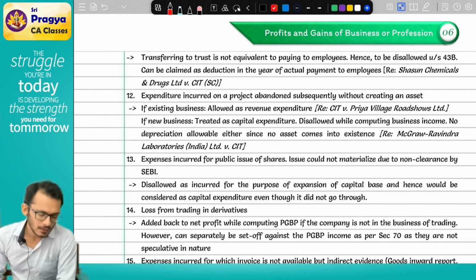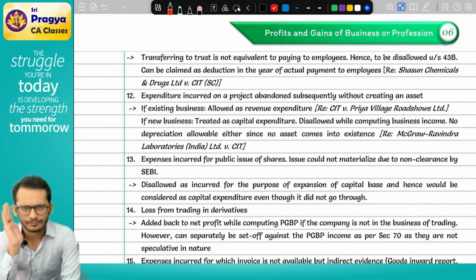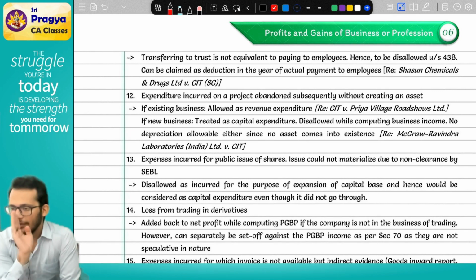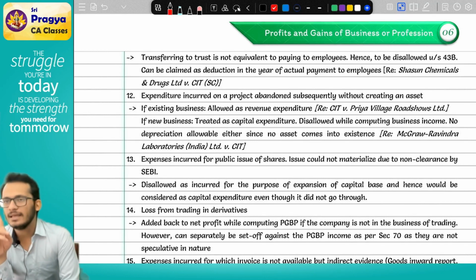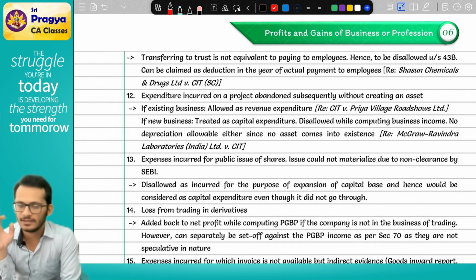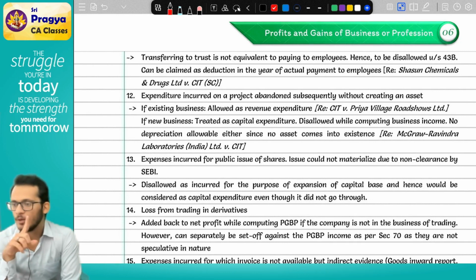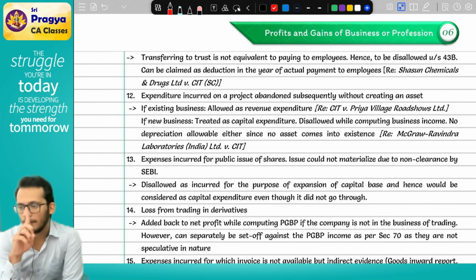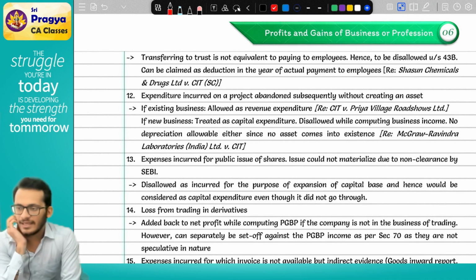Next. Expenses incurred for public issue of shares. Issue could not materialize due to non-clearance by SEBI. When we did section 37, if you recall, I said you have any kind of expenses incurred for debentures, for bonus shares and all those things where there is no increase of capital base, it will be allowed as a revenue expense. But if it is done for an IPO, FPO or rights shares, it is done for a capital nature and therefore it is disallowed.